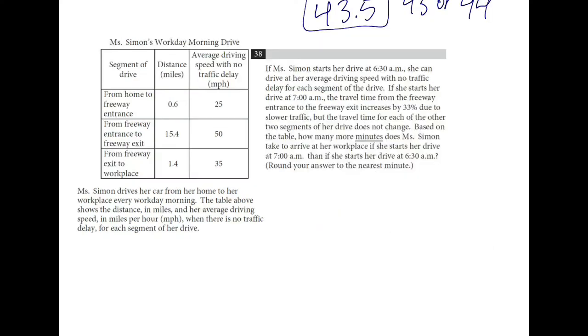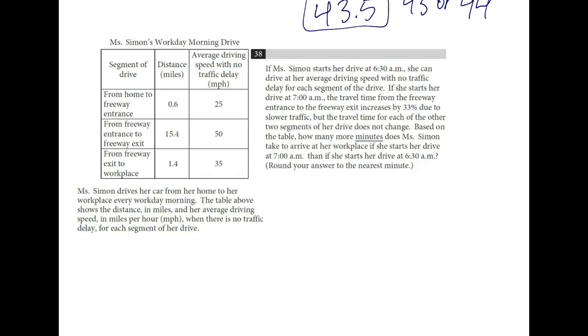38. If Miss Simon starts her drive at 6:30 a.m., she can drive at her average driving speed with no traffic delay for each segment of the drive. If she starts her drive at 7 a.m., the travel time from the freeway entrance to the freeway exit increases by 33% due to slower traffic, but the travel time for each of the other two segments of her drive does not change. Based on the table, how many more minutes does Miss Simon take to arrive at her workplace if she starts her drive at 7 a.m. than if she starts her drive at 6:30 a.m.?